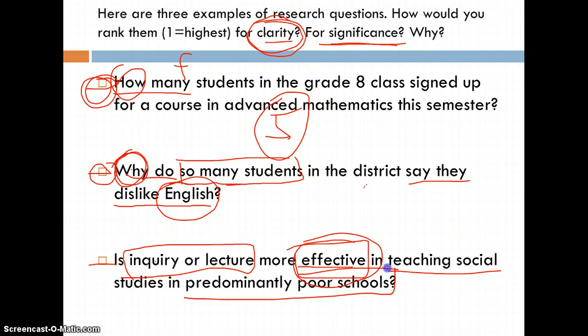And predominantly poor schools. How is poverty being measured? Is that below the poverty line? It could be. That would have to be defined. So you can see that each of these have some issues with clarity and significance. And you can see that how and why are sort of the way that we're orienting ourselves, but you don't have to use those exact terms in order to ask a significant question, because this one says "is" and then moves on, and I think it's got the potential for high significance.